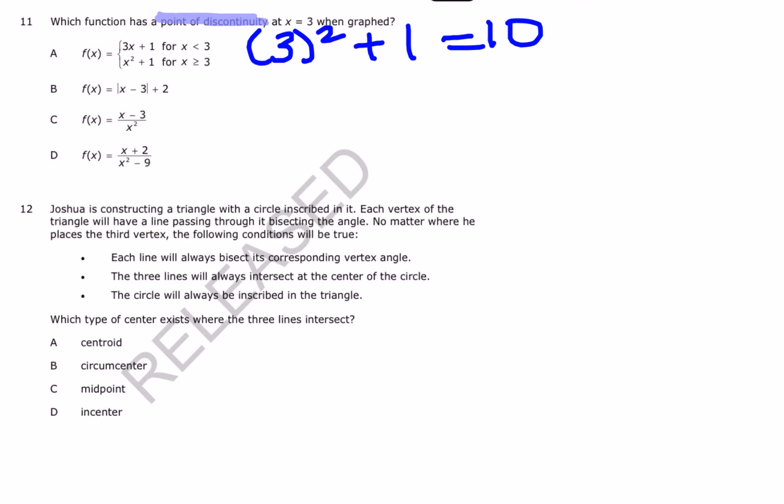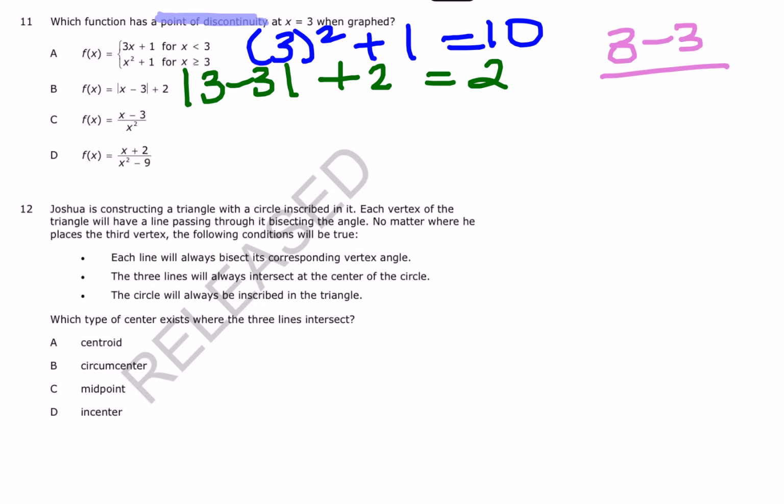If I do f of 3 for B, that means I'm going to plug in 3 for x. So 3 minus 3, take the absolute value, plus 2 gives me 2. So that y value exists. If I look at C, same thing, I'm going to plug in 3. So that gives me 3 minus 3 over 3 squared, which gives me 0. 0 is still a number, so therefore the y value exists.